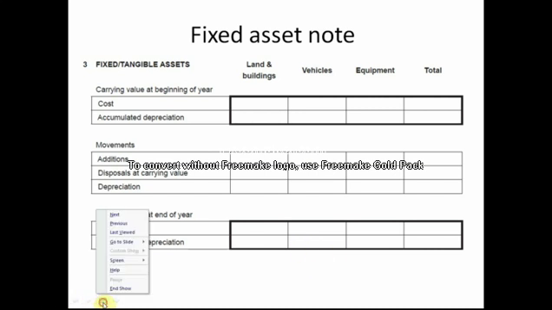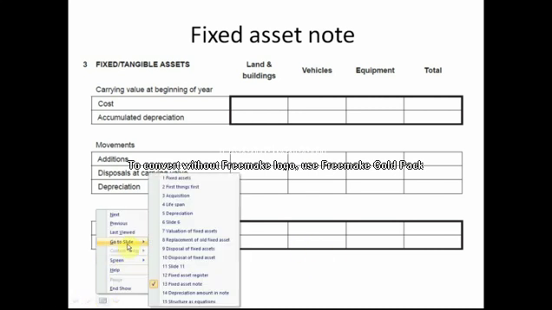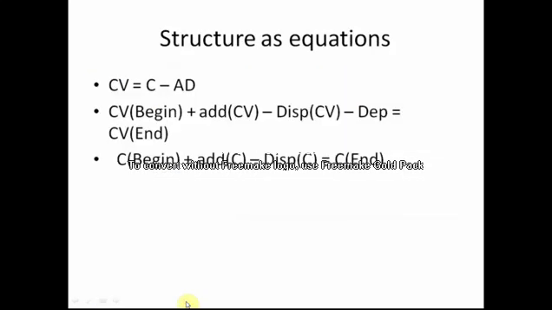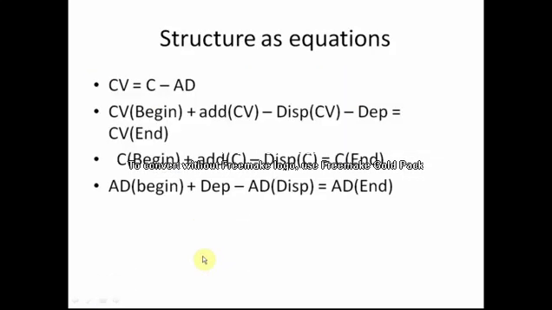In equation form, we can show it as accumulated depreciation at the beginning of the year, which we increase by the depreciation during the year, but then if we get rid of assets, we have to subtract the accumulated depreciation on the asset that we dispose to get the accumulated depreciation at the end of the financial year.